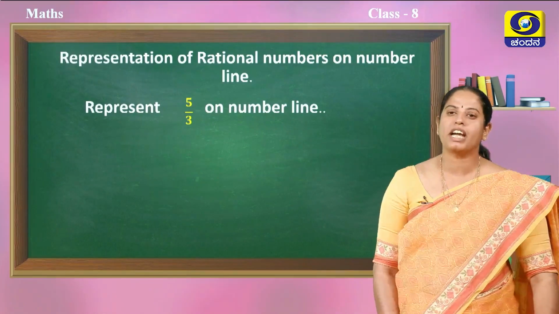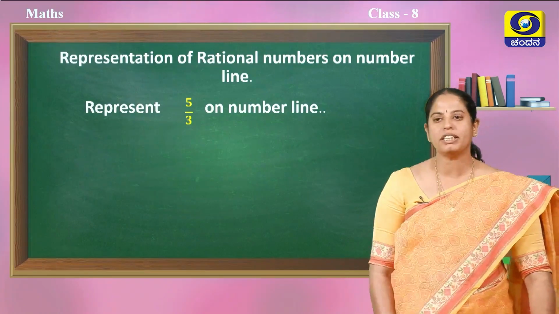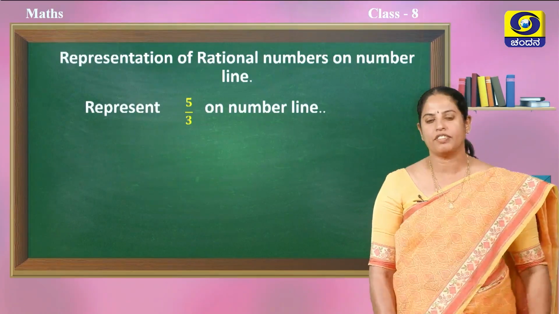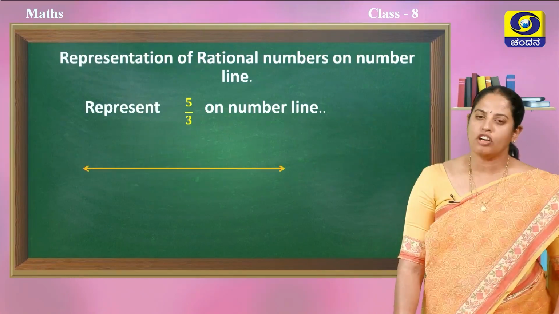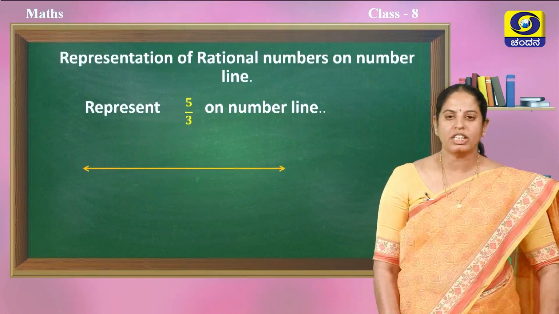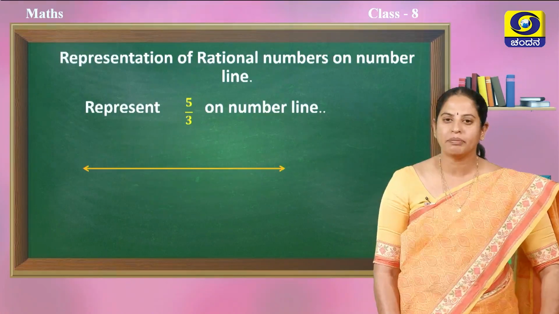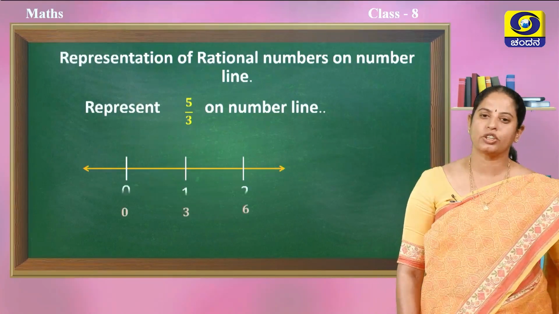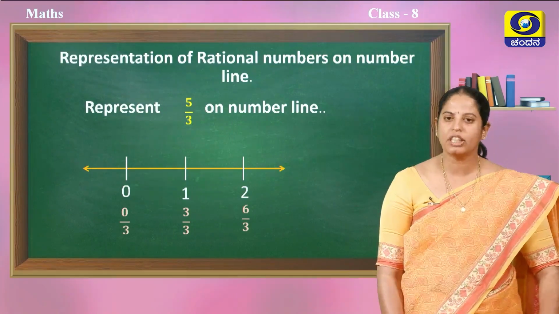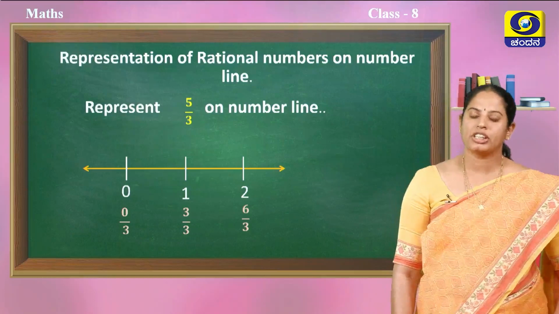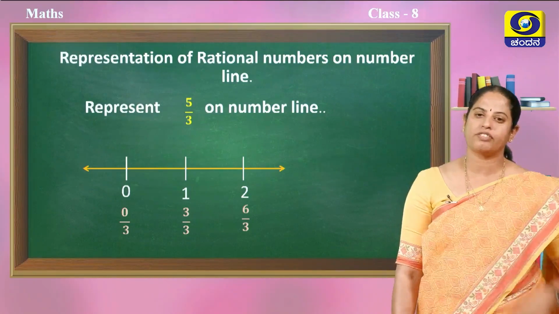Represent 5 by 3 on number line. Here the denominator is 3 and the numerator is 5. Here in the p by q form, the value of p is 5 and the value of q is 3. Now, draw a number line, mark 0, 1, 2, etc. I am considering only the positive direction because 5 by 3 is a positive number.